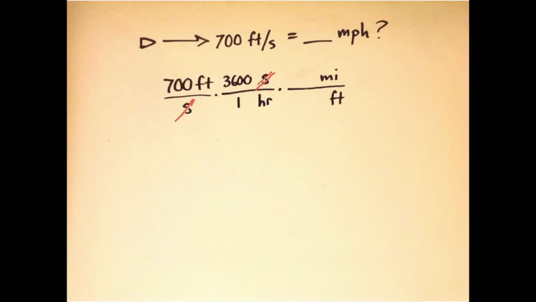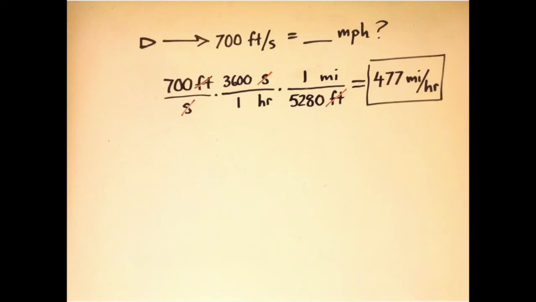Well, feet is on the top, okay? It's in the numerator. Therefore, when I write my unit multiplier, I will need the feet to be on the bottom in order to cancel out the 700 feet from the numerator. All right, now let's get that 5,280 in there. There it is, bigger number with a smaller unit, for an answer of 477 miles per hour.